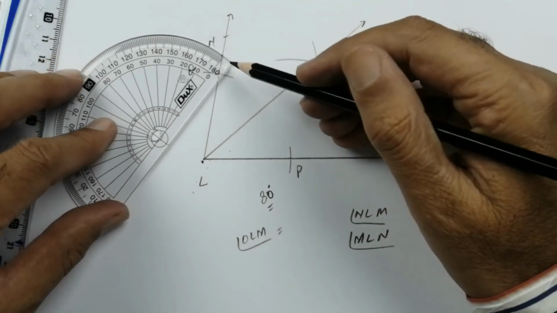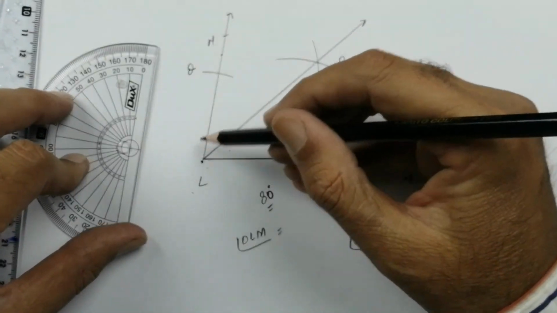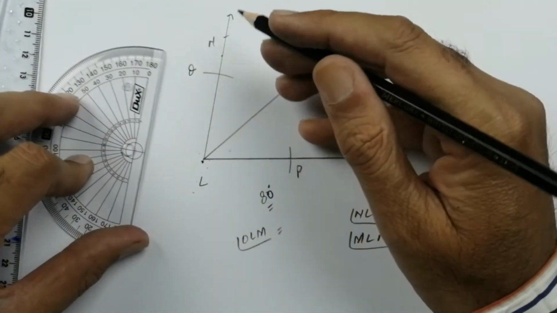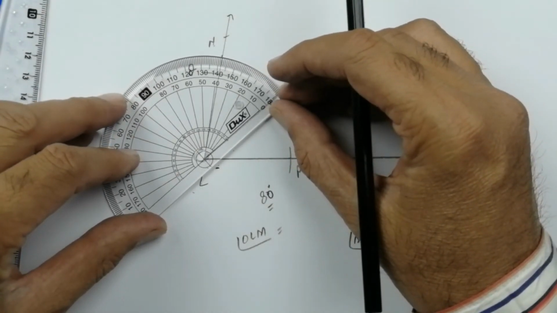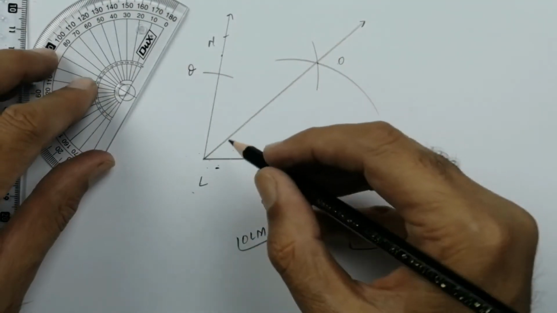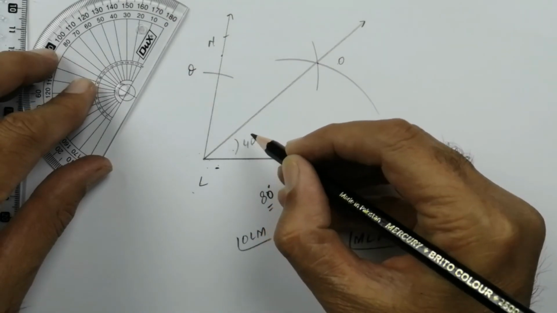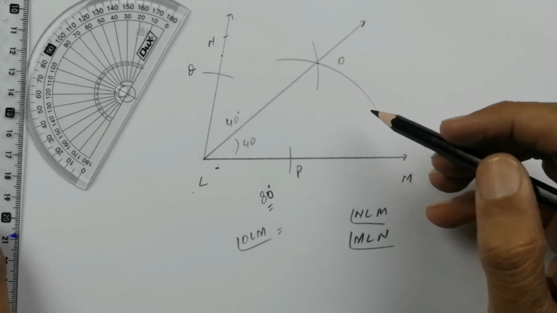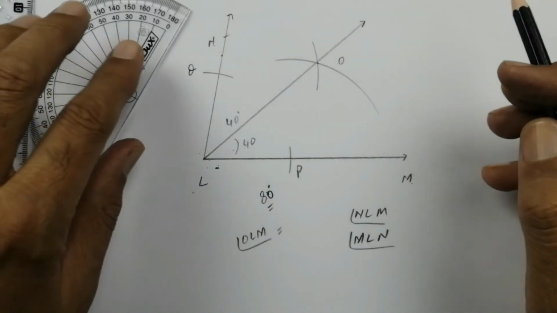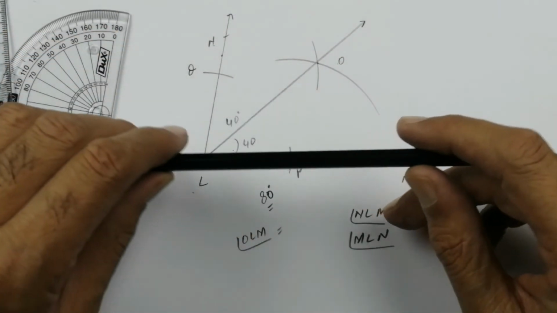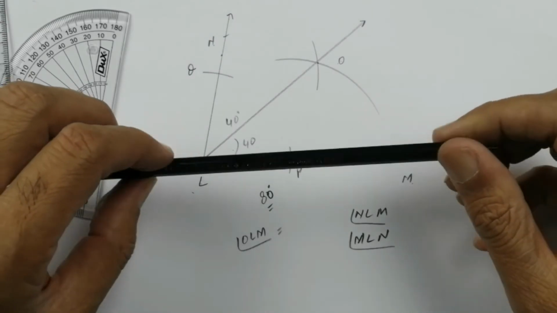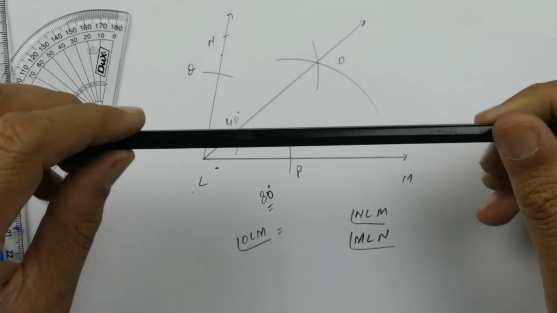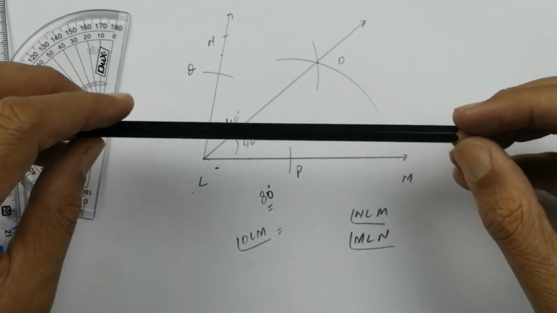Similarly, if we measure the other angle, OLQ or OLN, that is also 40 degrees. This means in this way you can bisect an angle into two equal parts. So it's quite easy and interesting. That's all for today. Just enjoy practical geometry.